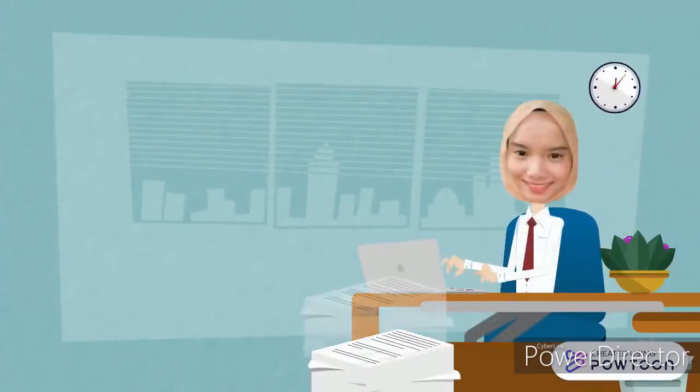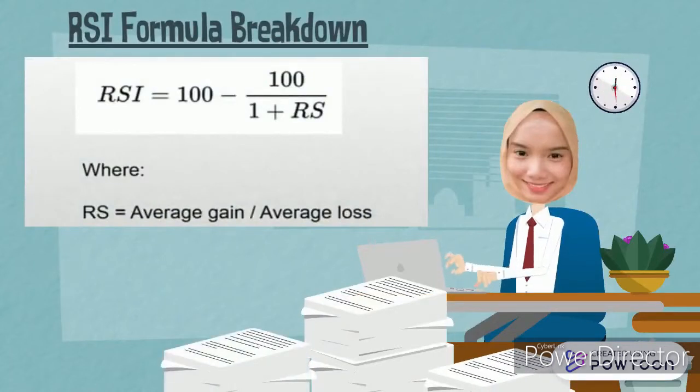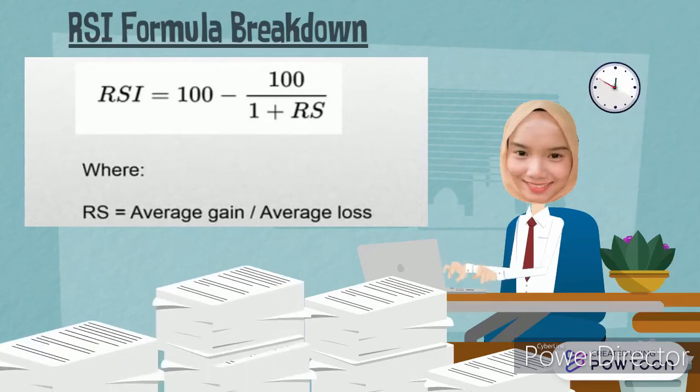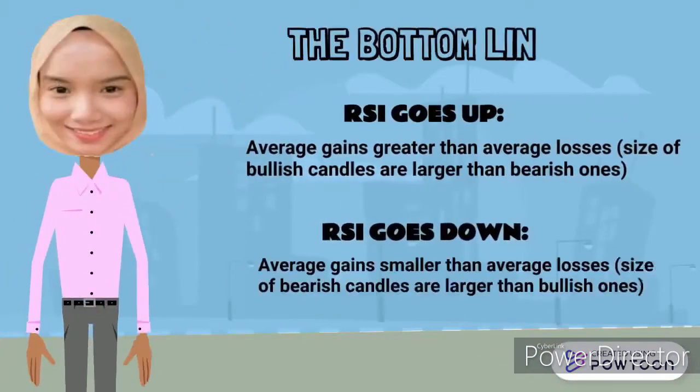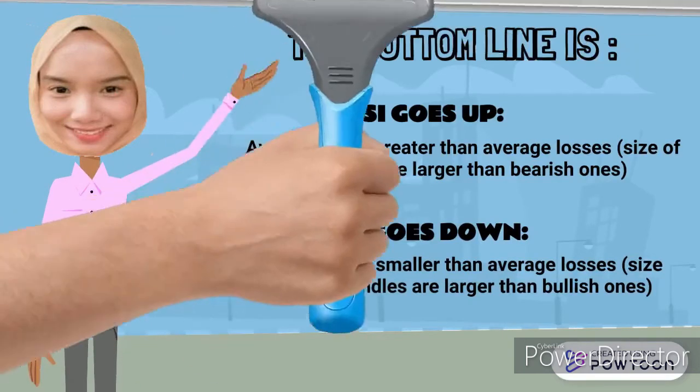RSI formula breakdown. RSI is equal to 100 minus 100 divided by 1 plus RS. As you can see over here, RS is equal to average gain divided by average loss. The higher your average gain, the higher your RSI is going to be. Next, the bottom line is, first, RSI goes up when average gain is greater than average losses. While RSI goes down when average gain is smaller than average losses.